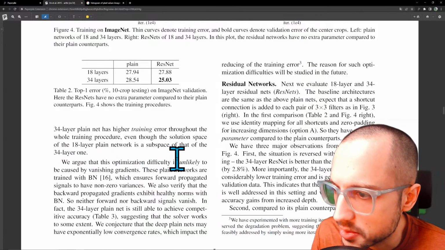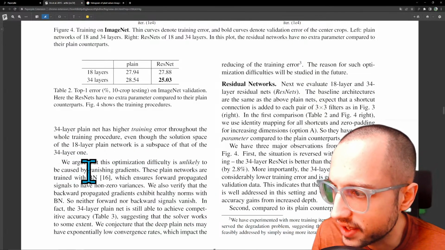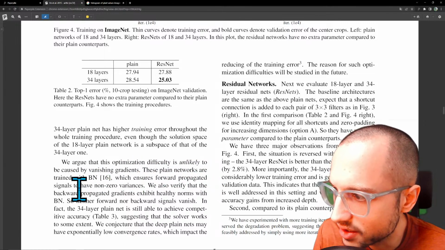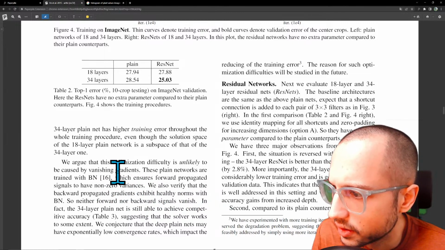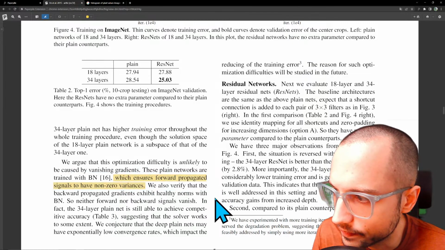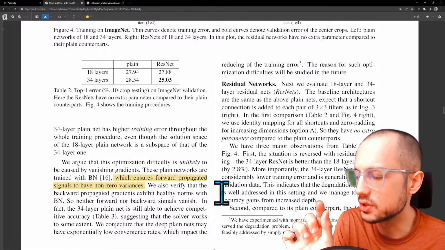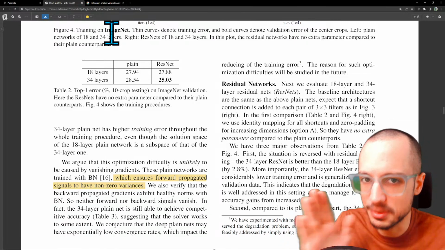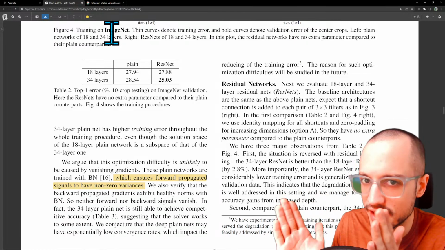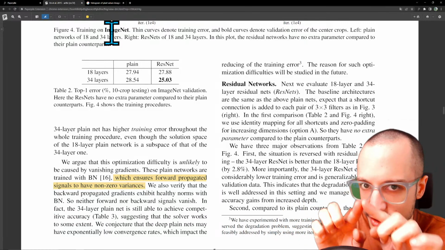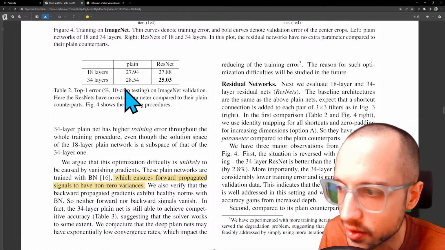We argue that this optimization difficulty is unlikely to be caused by vanishing gradient. These plain networks are trained with batch norm, which ensures forward propagating signals have non-zero variances. Variance is like the width of your little Gaussian, right? If your variance is very big, that means you have potentially very big negative numbers, very big positive numbers. But if your variance is very, very small, that means all your numbers are very, very close to 0.